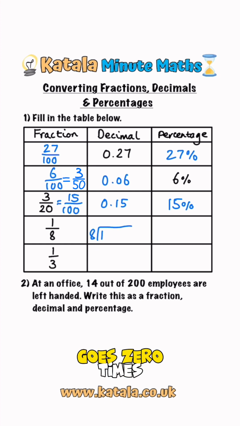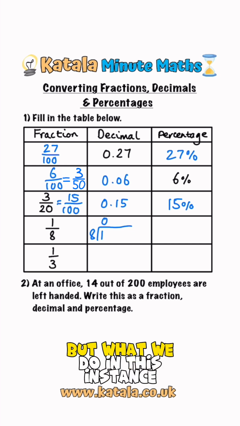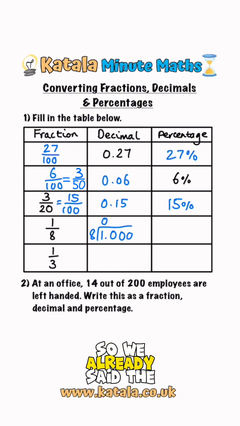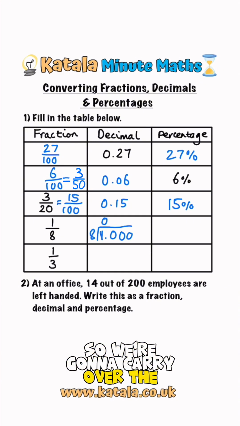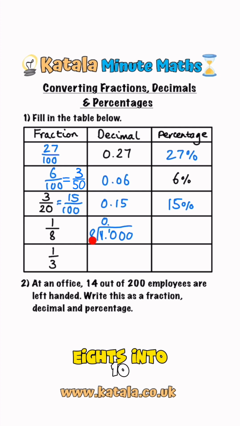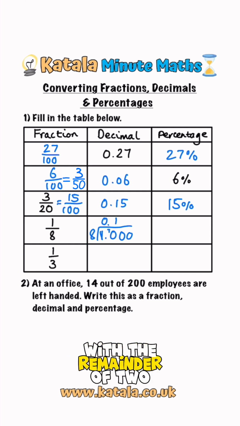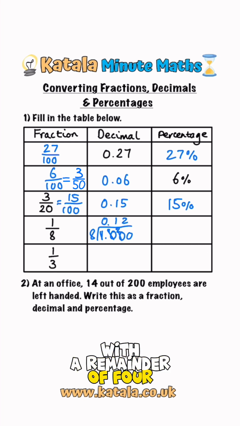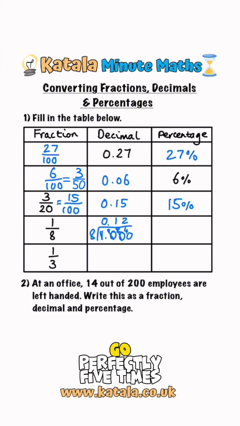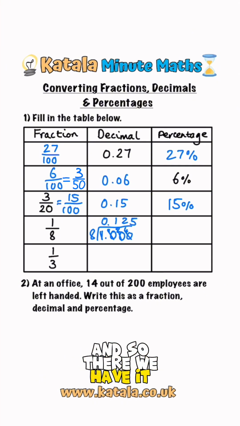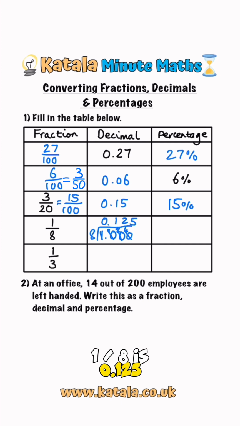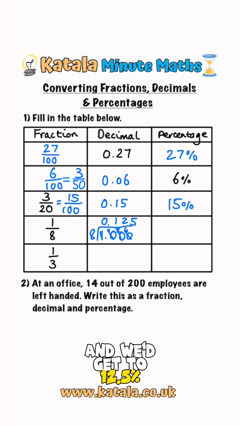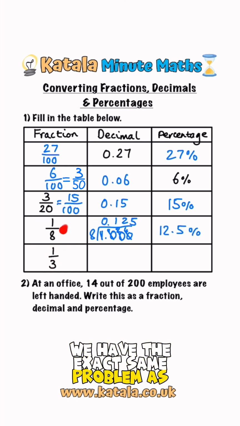So 8's into 1 goes 0 times. You might then think that we've run out of room, but what we do in this instance is we just put a decimal after our number inside and a few zeros to work with. So we already said that 8's into 1 goes 0 times, so we're going to carry over the 1 there, keep the decimal in the same place. 8's into 10 go once with a remainder of 2, and 8's into 20 go twice with a remainder of 4, and 8's into 40 go perfectly 5 times. And so there we have it, 1 divided by 8 is 0.125. Now in order to turn this into a percentage, we then just need to times this by 100 and we'd get to 12.5%.